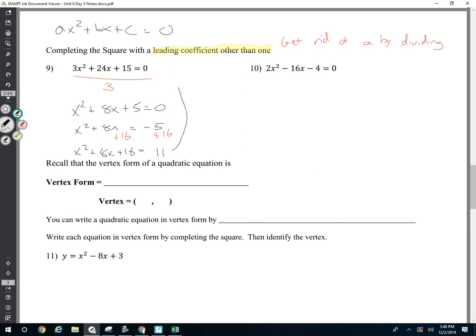This turns into x plus 4 squared. That equals 11. What happened to 8? Where'd that go? What happened to this 8? Yeah. What's x plus 4 squared? Oh, wait, never mind. It's x squared plus 8x plus 16.